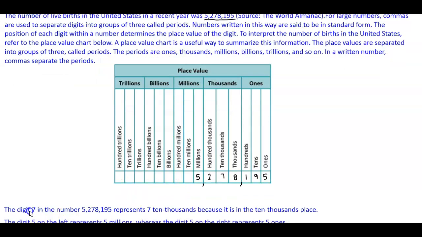Now, the digit 7 in the number 5,278,195. We're going to take this 7 and underline it so we can determine where this place value is located. Looking at our place value chart, we can see that 7 is in the 10,000s. So that 7 represents 7 10,000s because it is in the 10,000s place.